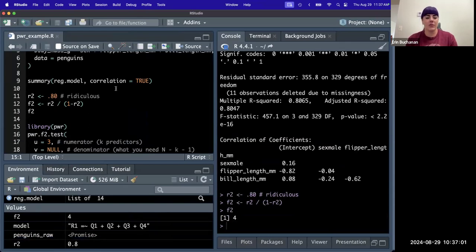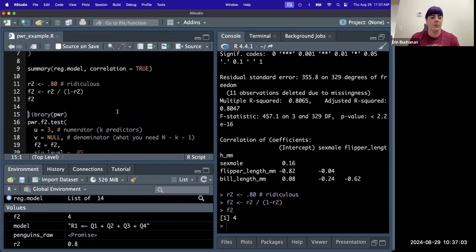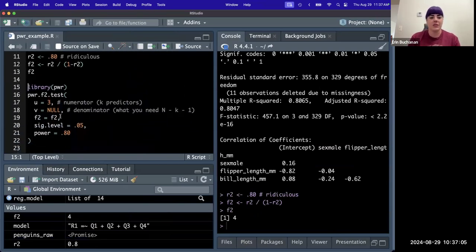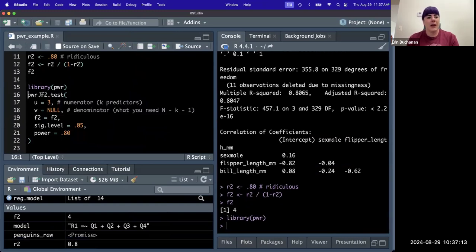And so the F squared is 4, which is a crazy number. But let's just show you what that does to the power here. All right. So how many penguins did we actually need? Okay. So the function is power.f2 test. This will apply to anything that uses an F test.